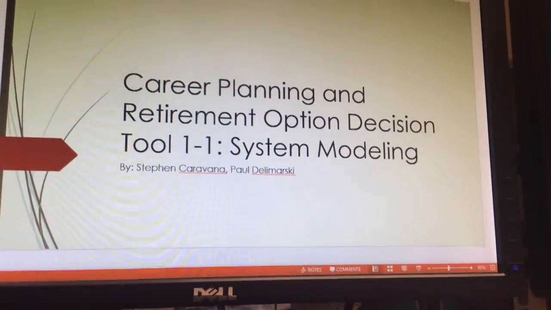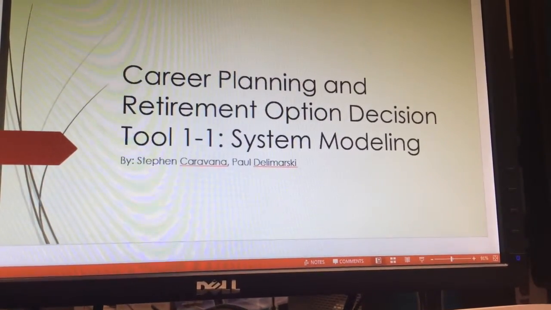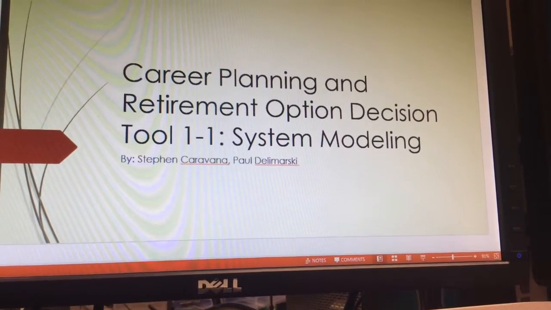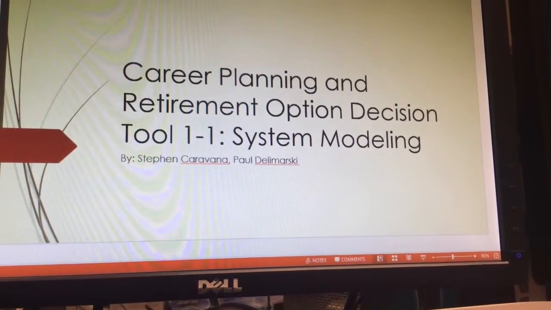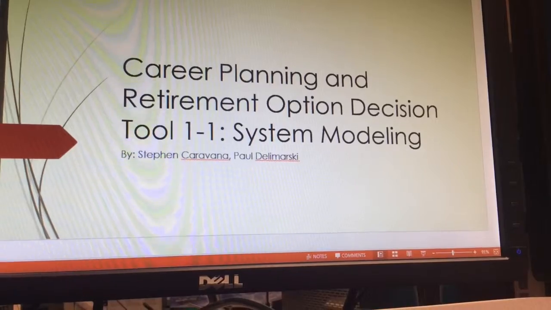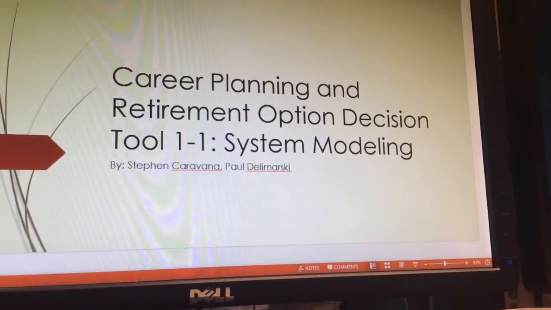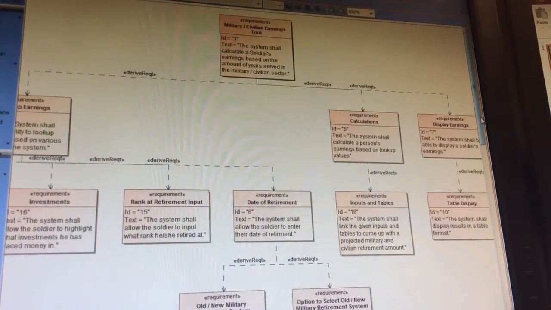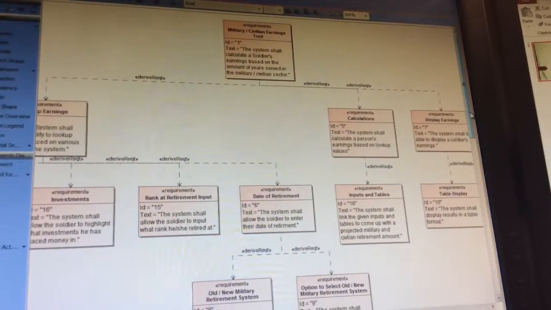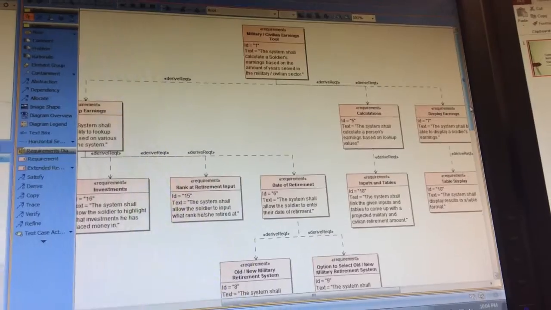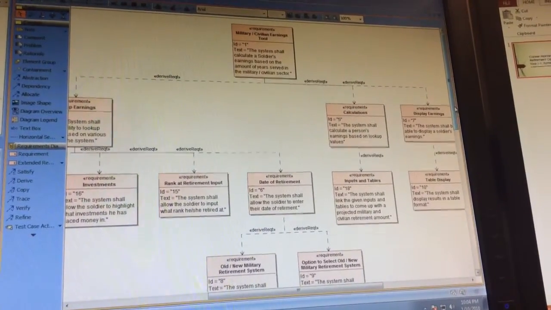Alright, sir, this is our first deliverable, system modeling for our career planning and retirement option decision tool. I'm Cadet Caravana. I'm Cadet Delimarski. So, first we came up with our requirement diagram. Our main requirement is that the system shall calculate a soldier's total earnings.